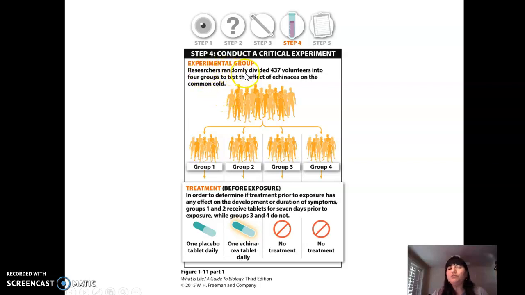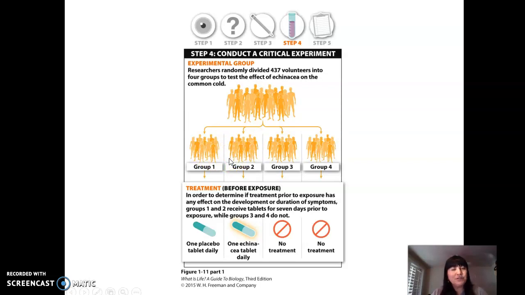Now it says researchers randomly divided 437 volunteers into 4 groups. Randomly divided, right? So you have males, you have females. You might have couch potatoes, you might have workout buffs. You might have smokers, non-smokers, stressed out people, non-stressed out people. That word random, it's a random sample of the population. So you have a little bit of everything here, a little bit of everything there. Everything should be the same except the treatment.